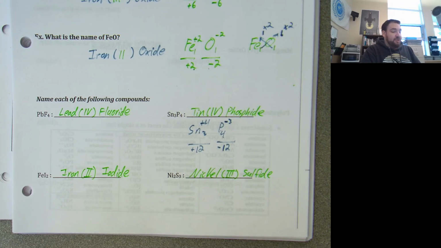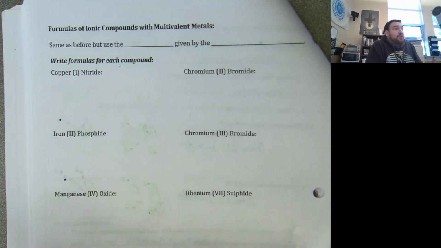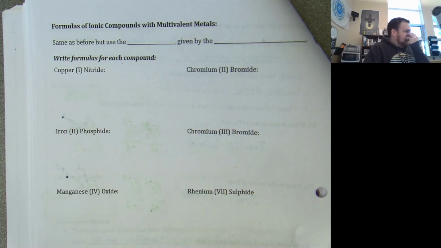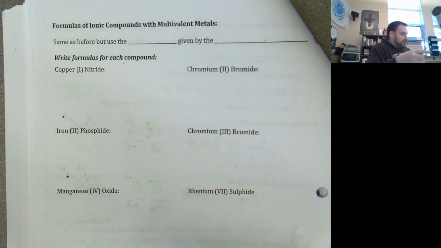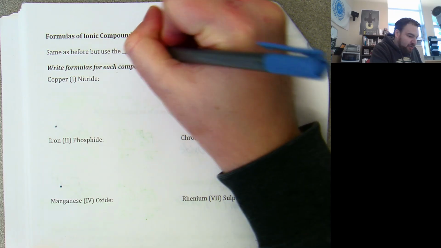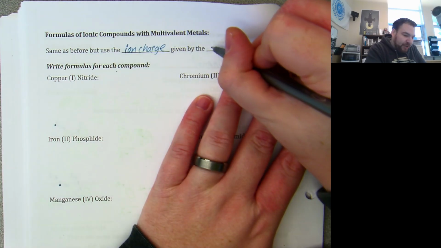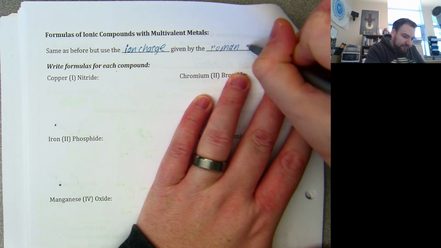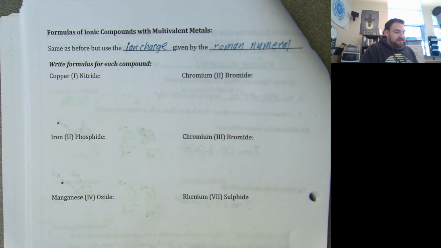Okay, so let's go the other way. The other way is easy. Going from the formula to the name is totally trivial. Because the Roman numeral gives you the charge. Because it gives you the charge, it's exactly the same as what we did yesterday. Totally trivial. So, the formulas of the ionic compounds for the multivalent metals are the same as before, but use the ion charge given by the Roman numeral. Whatever the Roman numeral says, use it.